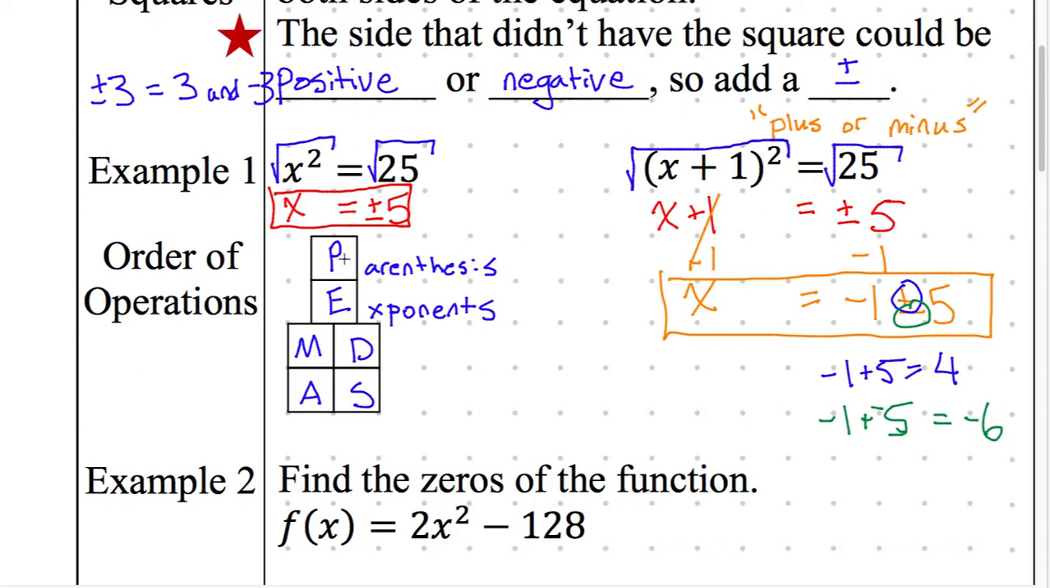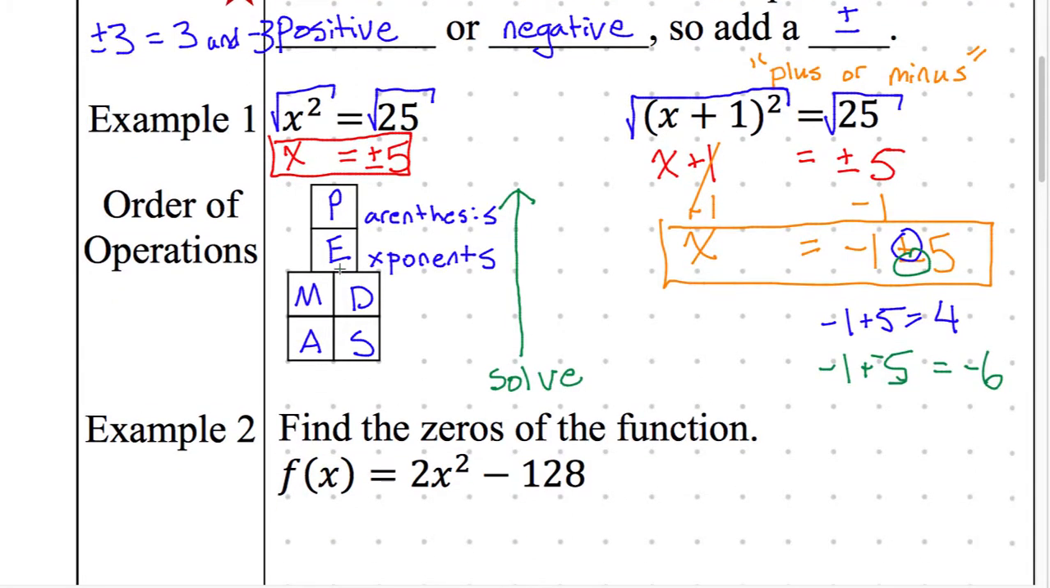So whenever I'm solving, and that's what I'm doing in this whole lesson, I'm solving. That means I'm going to the top. So let's do an arrow here. We're going this direction to solve. That means if I'm trying to undo things, I first need to undo addition and subtraction, and then multiplication, then division, then exponents, then parentheses.